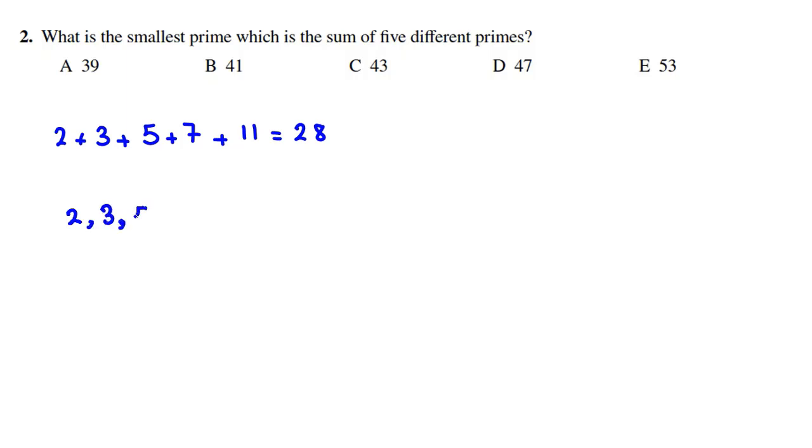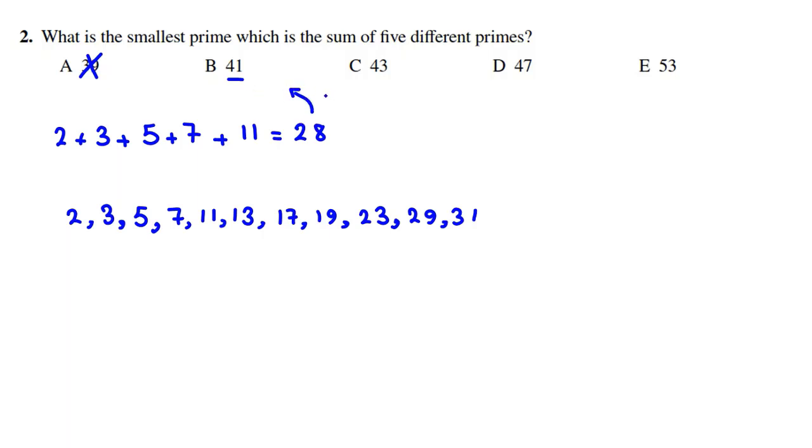So let's write 2, 3, 5, 7, 11, 13, 15, 17, 19, 21, 23, 27, 29, 31. Okay, so we can change some of them. If we want to reach, for example, 39 is the smallest. But it says what is the smallest prime? 39 is not prime. 41 is prime. So let's see, can we create 41? If we want to reach from 28, we need to reach 41, so we need 13.